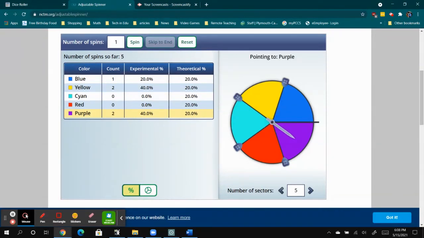Okay, so we did 5 spins and we did have 1 blue show up. So this time our experimental and theoretical probability for blue were the same. And you can see that here in the table, 20% for both. But look at purple. The experimental probability for purple was 40%, while the theoretical was 20%. So that is the major difference between theoretical and experimental probability.